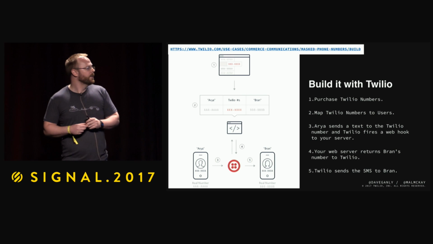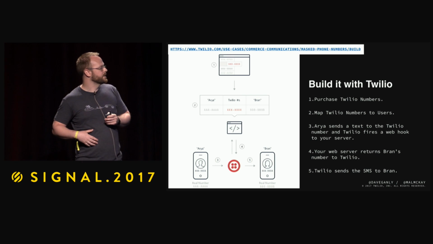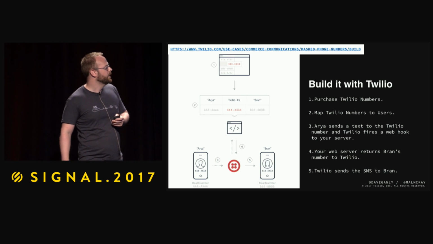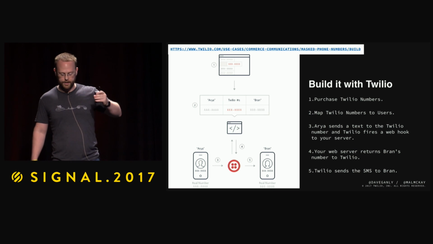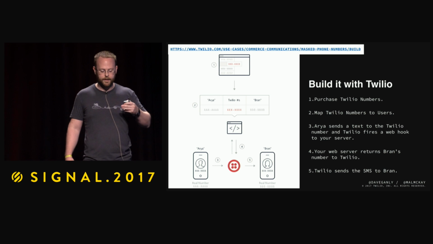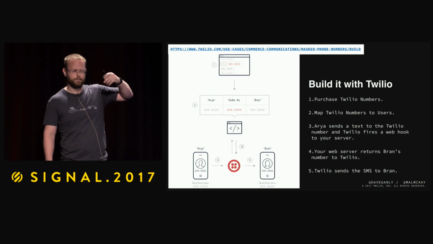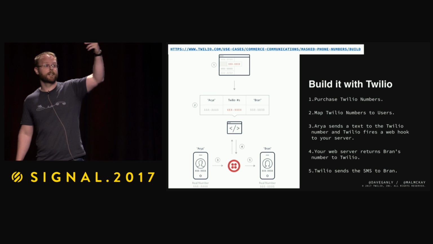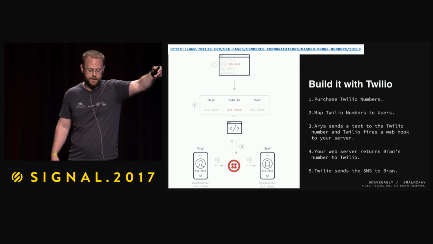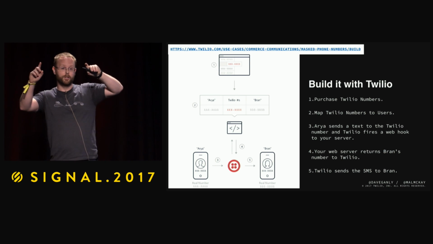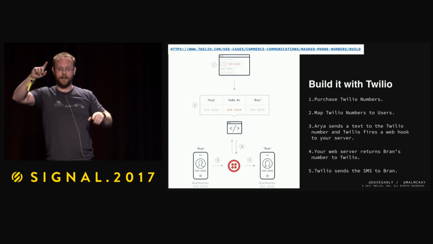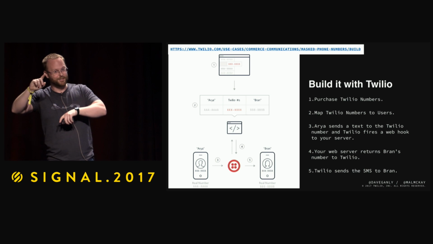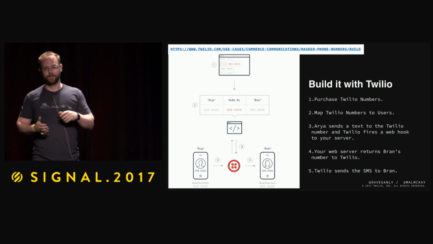That's step 2. Then when Aria actually wants to send a text message to Bran, in step 3, she sends the text message to the Twilio number. It fires a webhook or a callback out to your web server, to Dave and Mal's Pizza Company's web server, interrogates Dave and Mal's Pizza Company's database, looks up the mapping of who should be mapped for that order, and routes it to Bran, fires back to Twilio, tells Twilio to route the message correctly, and boom, Bran gets the message. OK?